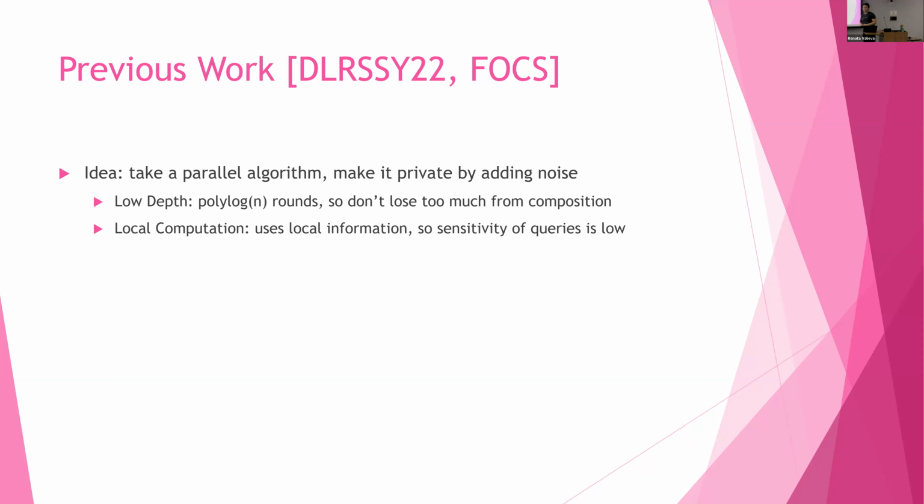Another nice property is that parallel algorithms, at least on graphs, usually have this local nature. They only use local information about the graph for each node. To convince you that this means the sensitivities are usually low, let's look at our example again. When we consider the degree of a vertex, that's like the most local thing you can do, and that has sensitivity 2.